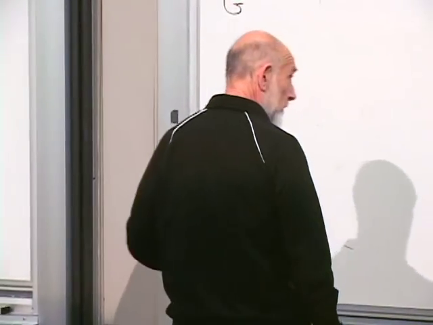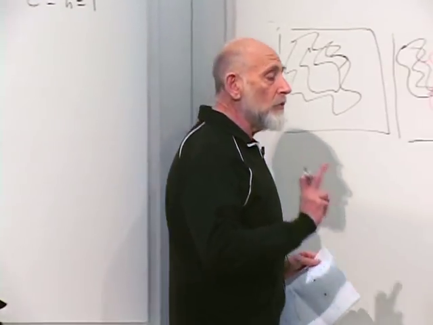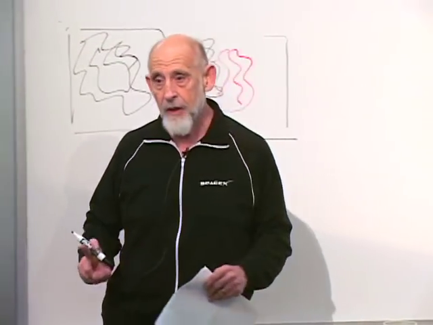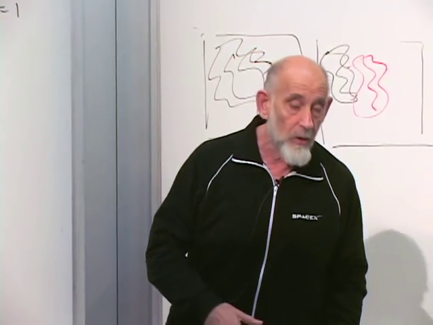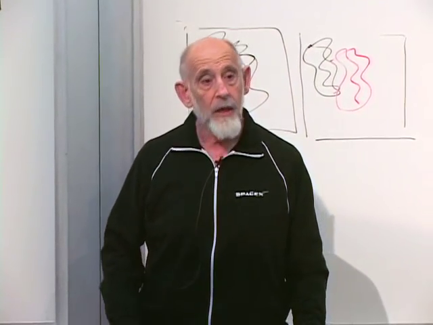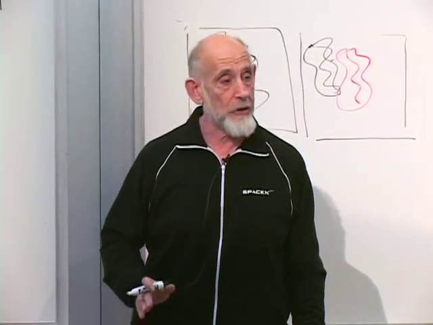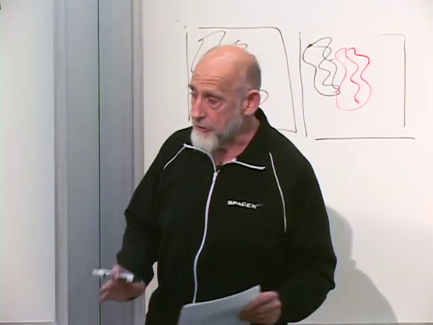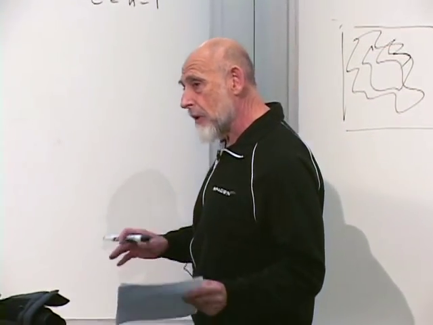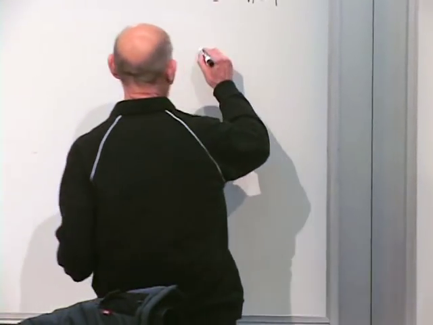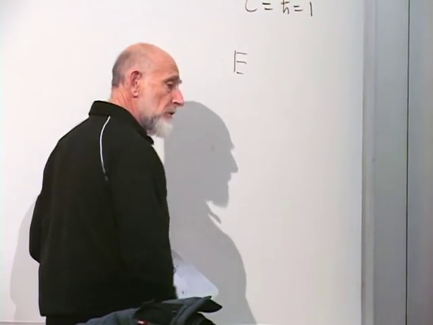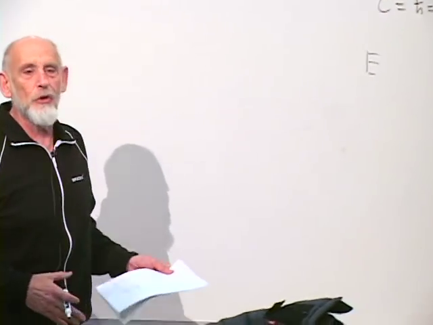If you set c equals h bar equal to 1, then there's only one unit that you have to specify. You can either take it to be a length or a mass, and a mass is an inverse length. A mass is an inverse length. I'll just remind you why that is. It's the fact that energy, which is the same as mass, all you need to do is to write an equation. Find some equation for energy and look at the various dimensions, and we'll see what happens.